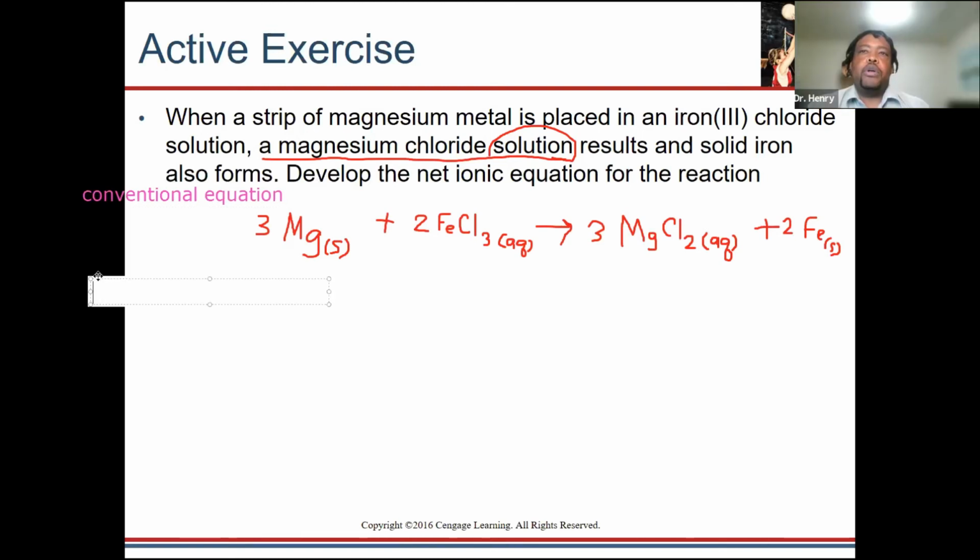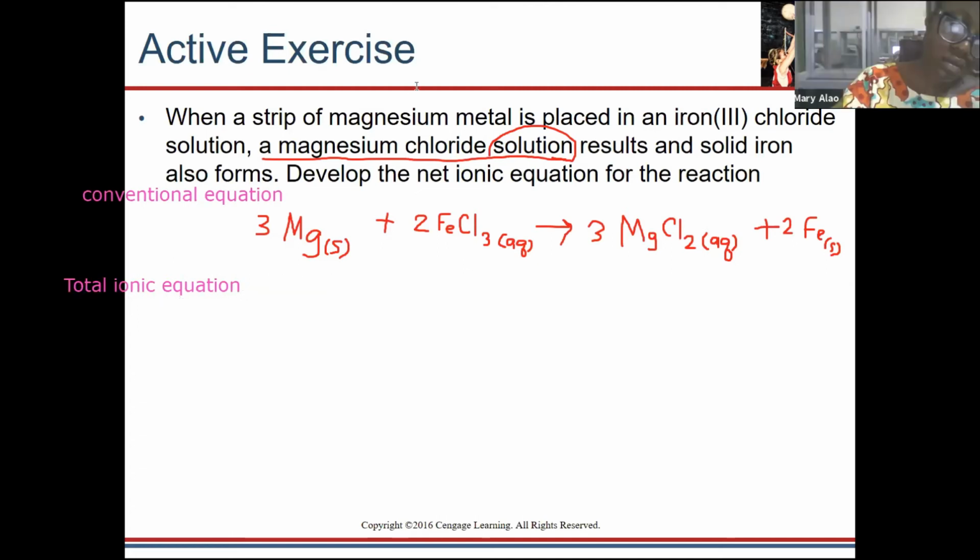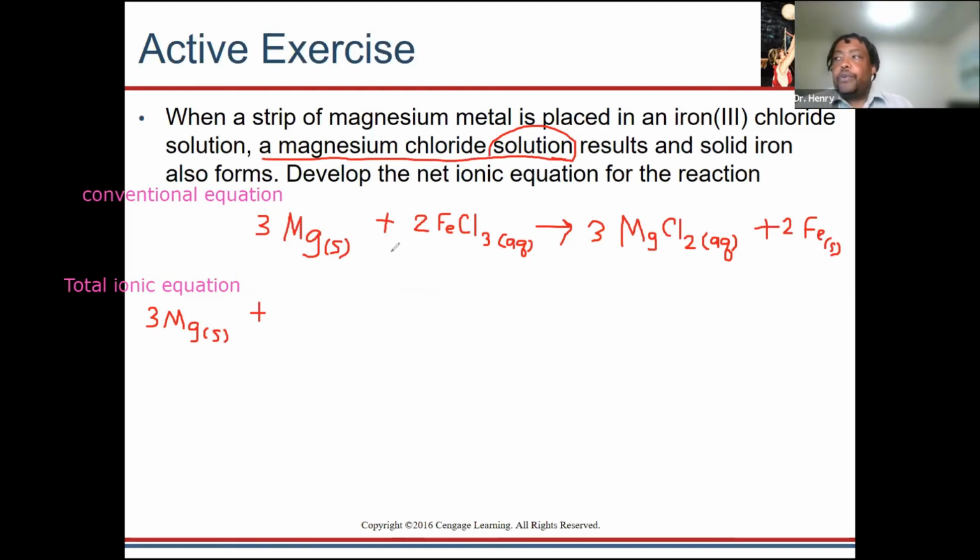Okay, so now I'm going to write the total ionic equation. So what is the rule about solids, liquids or gases? Solids will not dissociate. Okay, so we're just going to leave it alone. Okay, what about the iron 3 chloride? That's going to dissociate.